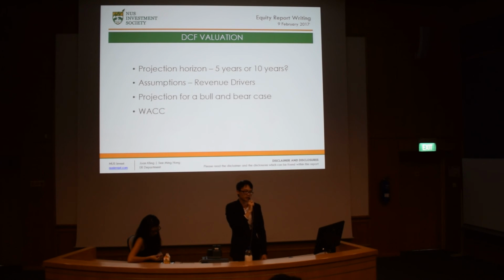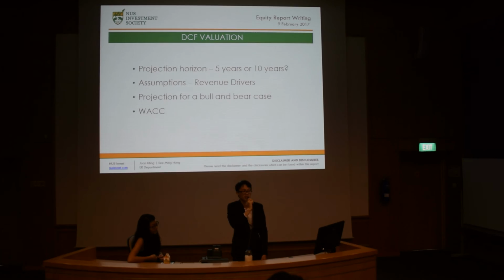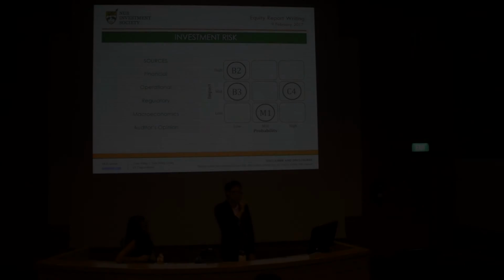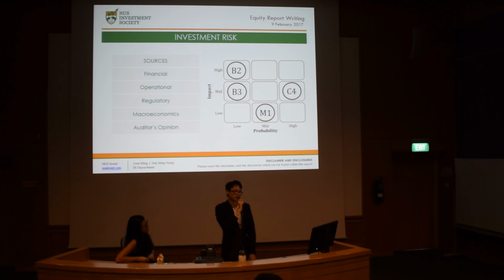So what you need to include is this important information listed. First is the projection horizon, whether it's projecting for 5 years or up to 10 years. For this section, what you want to do is address the negative company developments and industry developments that might pose a risk to your investment thesis.